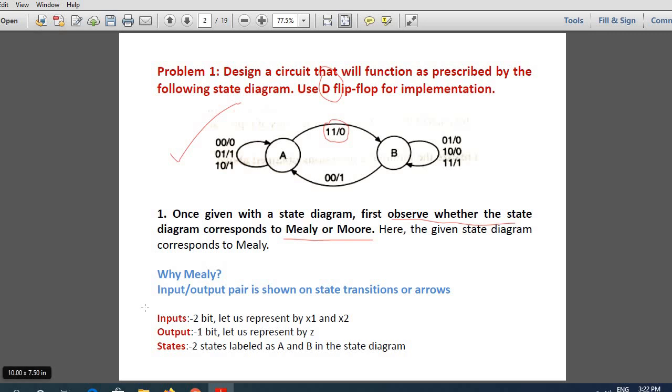Now, identify what the inputs are, what the outputs are and what the states are. Now, input is of how many bits? Look here. This is the input. It is of 2 bits. Let us say it is x1, x2. x1, x2 pair. And output, look here. Output is of how many bits? It is just 1 bit. You're calling the output by, say, variable name Z. It is of 1 bit. Now, what about the states? You have 2 states, state A and state B. So this much information you can get by just looking at the state diagram.